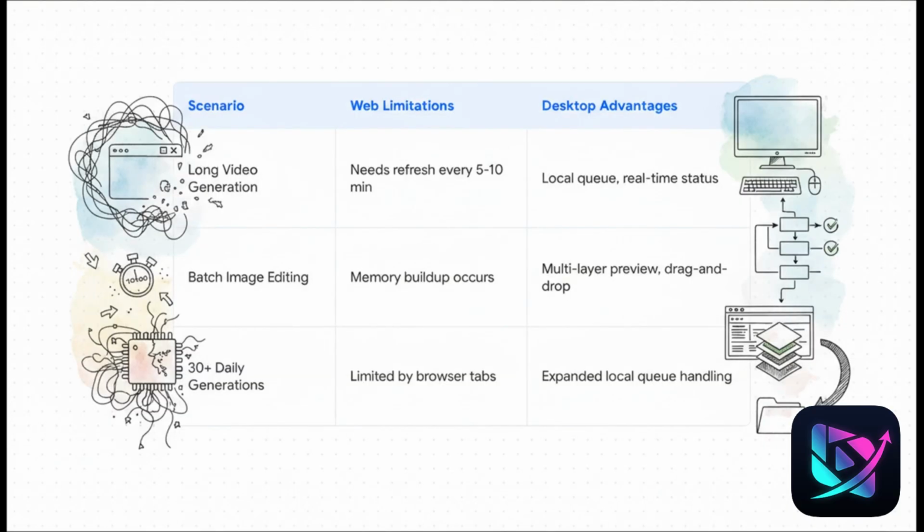And this chart here, it lays it all out perfectly. Think about it. You're trying to generate a long video in your browser. You might find yourself having to hit refresh every 5 or 10 minutes just to keep it alive. But on desktop, you've got a stable local queue. You can see the status in real time. It's the same story with batch editing. The desktop app just handles memory so much better, so you avoid those super frustrating browser crashes.